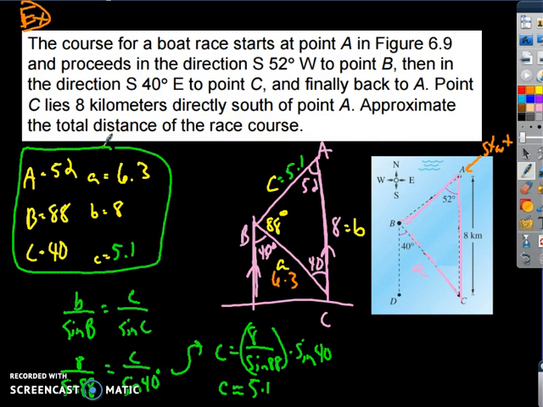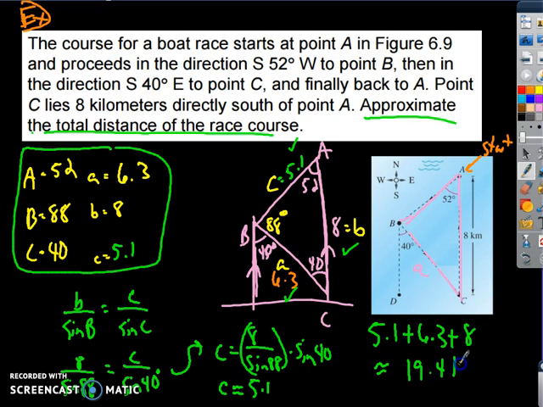Let's make sure we answer the question. The question asks to approximate the total distance of the race's course. So they're basically saying, what is this length plus the second leg of the race plus the third leg of the race? So what is 5.1 plus 6.3 plus 8? Well, it's about 19.4 kilometers. That is the distance of the race.